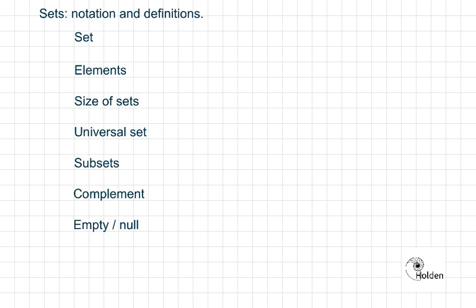Okay, so we're going to try for a bit of a crash course in IGCSE core set notation, definitions, Venn diagrams. Okay, so let's just start at the beginning. So a set is a collection of things. Okay, so just a group of things.